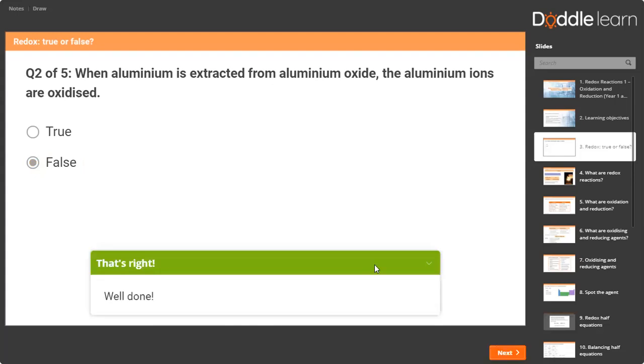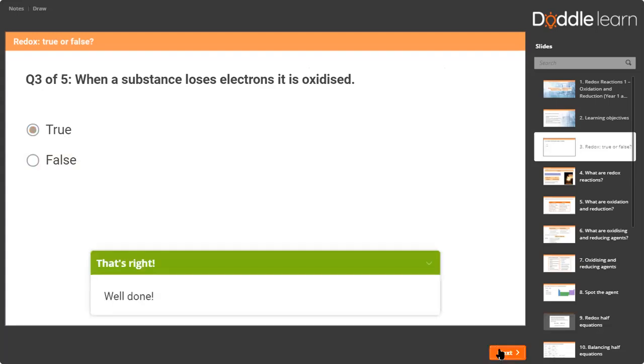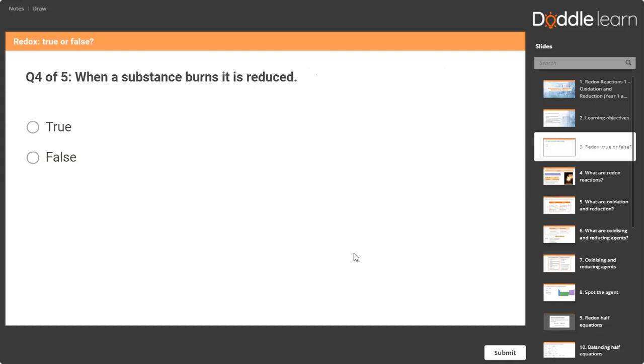When a substance loses electrons, it is oxidized, and that is correct. If you think of OIL RIG, oxidation is loss of electrons and reduction is gain of electrons. So when a substance loses electrons, it is oxidized. That is true. When a substance burns, it is reduced.